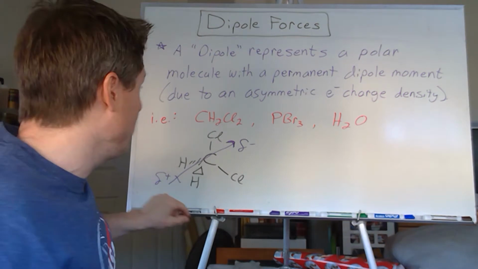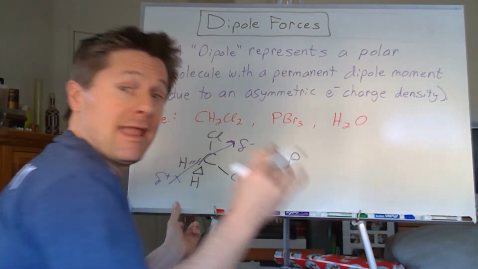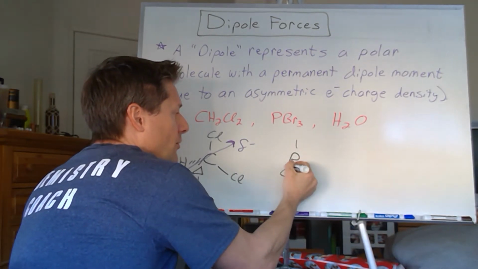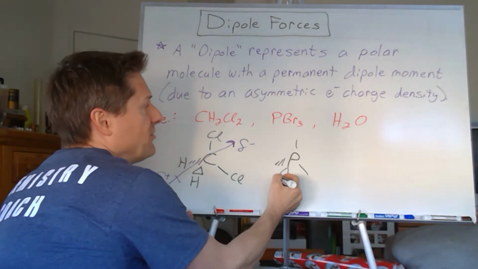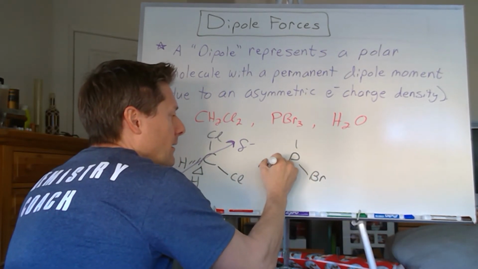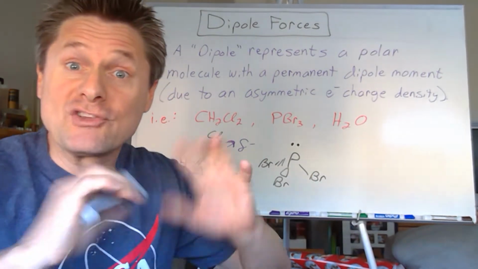We can do the same thing with PBr3. Take the phosphorus, right? That'll have a lone pair on it, so it still has that tetrahedral electron group geometry. But let's put the bromines here, and then that becomes a lone pair up on top. So that lone pair disrupts the symmetry.